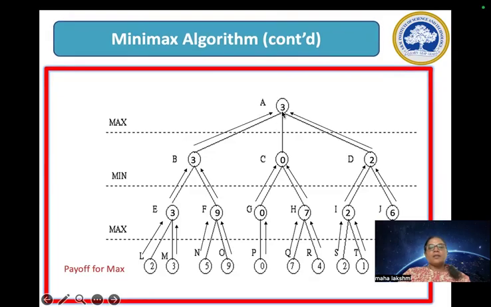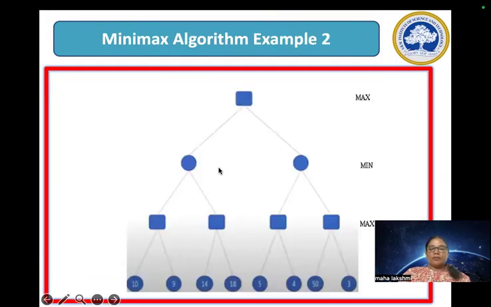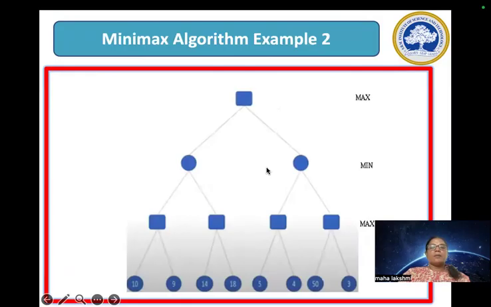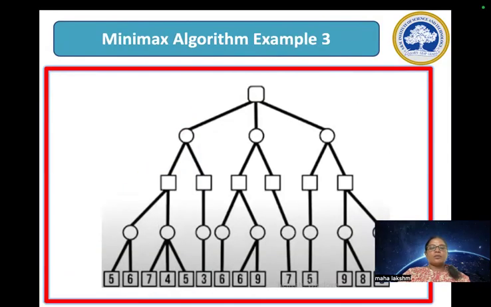So 3 will be assigned to A, and the path is that this 3 is coming from B. Again, for B it is coming from E, and for E it is coming from M. So this is the path of the min-max search algorithm for this particular example. Similarly, this example can also be solved.